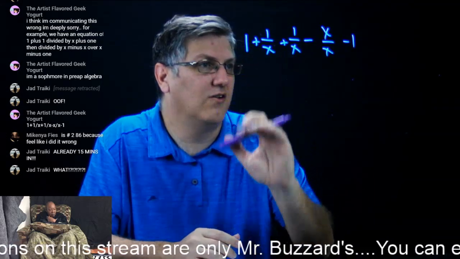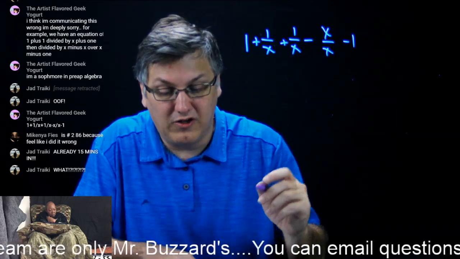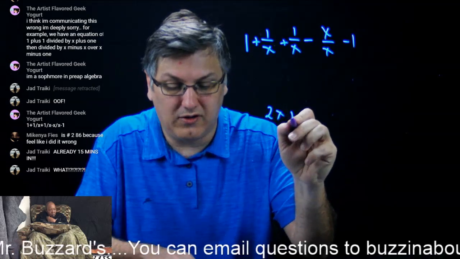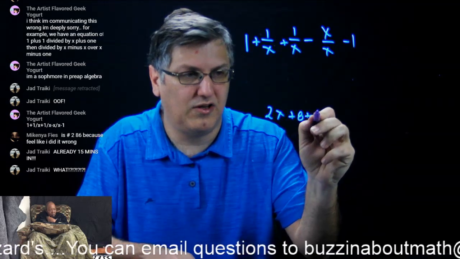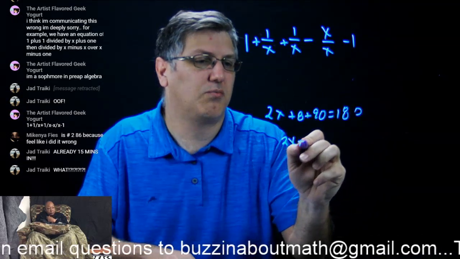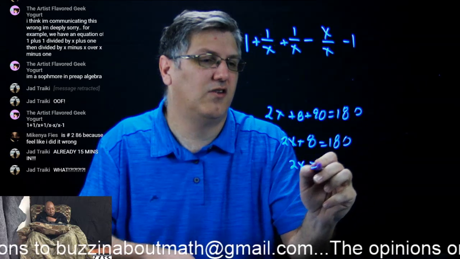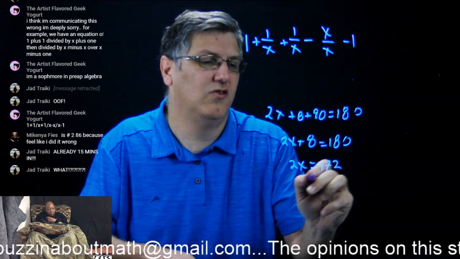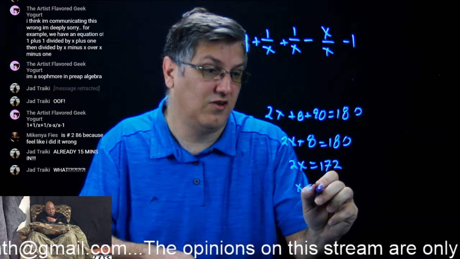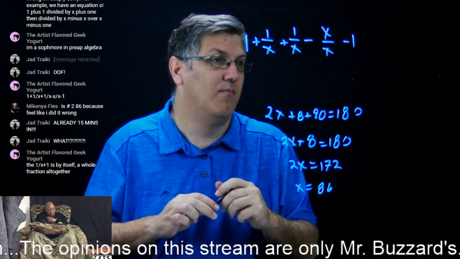Is this what you're thinking, artist? Let me check Fred's real quick. So Fred, your equation would be 2x plus 8 plus 90 equals 180. 2x plus 8 equals 180. 2x equals 172. X equals 86. Yeah, good job.